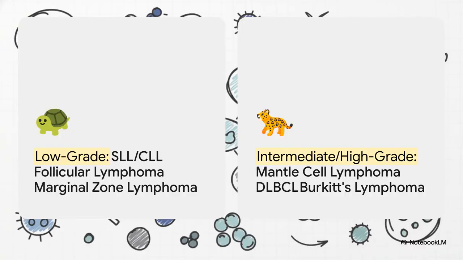On the low grade or indolent side, we have things like small lymphocytic lymphoma, which is essentially the solid tumor version of chronic lymphocytic leukemia, or CLL, plus follicular lymphoma and marginal zone lymphoma. On the aggressive, intermediate to high-grade side, we find diffuse large B-cell lymphoma and Burkitt's. Now, look where mantle cell lymphoma is. Even though it comes from a pre-germinal center B-cell, clinically it acts aggressively and it's tough to treat, which is why it belongs over here with the high-grade diseases.